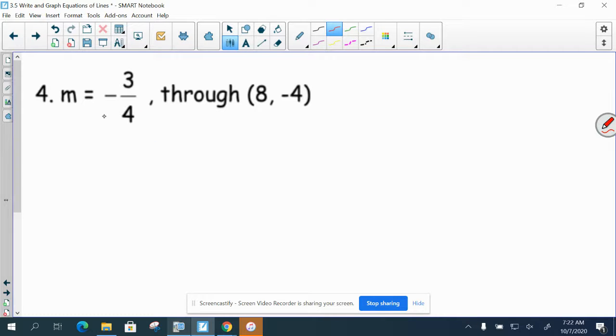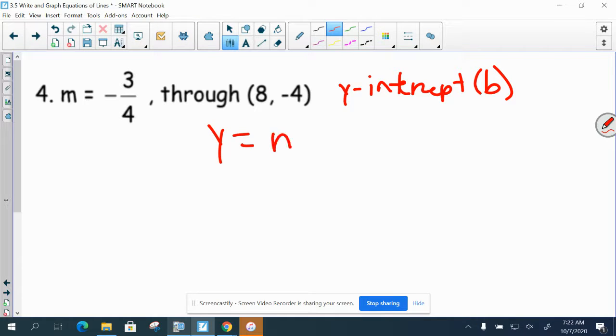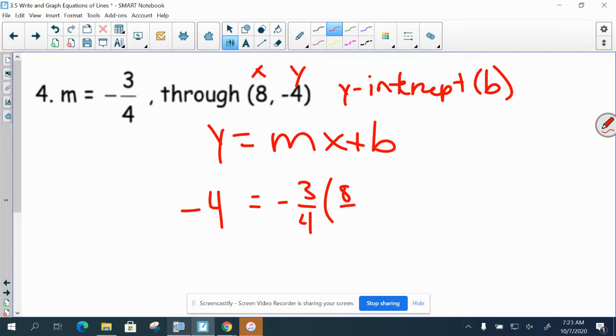All right, and then here it gives us a slope and a point that the line passes through. What it doesn't give us is the y-intercept, which is the b. So we are going to need to solve for b by plugging in these 3 things into y equals mx plus b. So this would be an x, this would be a y. The y is going to be -4, the m is -3/4, the x is 8. I'm going to put 8 over 1 just so I'm multiplying a fraction by a whole number.